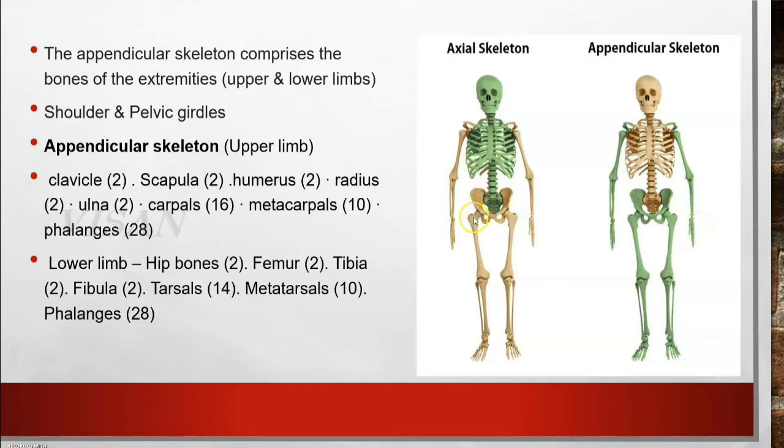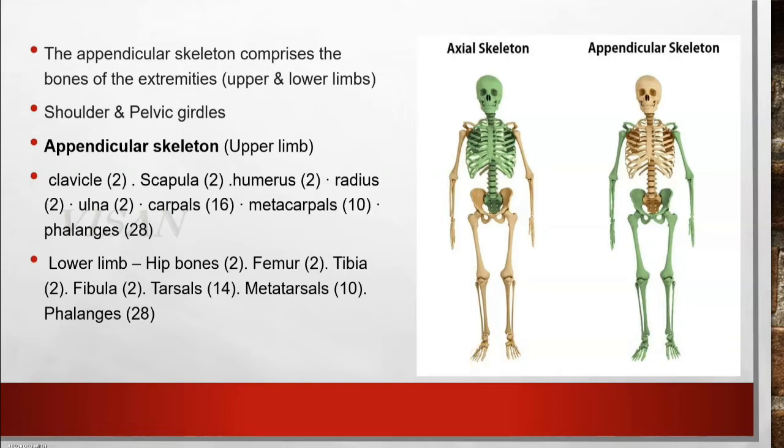And in the lower limb we have the hip bone, and the bone of the thigh is the femur, and the bones of the calf are the tibia and fibula. The bones of the ankle joint we call the tarsal bones, the bones in the foot we call the metatarsal bones, and the bones of the toes we call the phalanges.